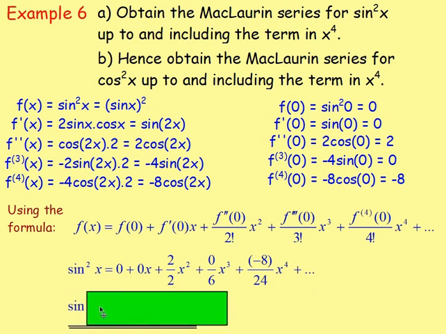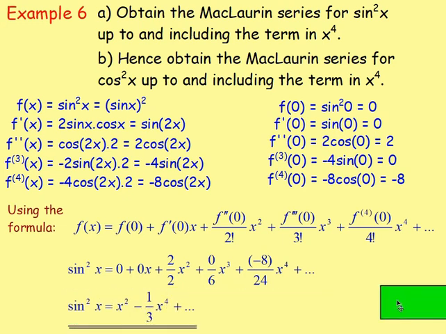Just simplify it though. You've got 0 plus 0x. You don't need to write them. So really we're starting with 2 over 2x squared, which just becomes 1x squared. This term as well would disappear and you would have a negative moved up to the front. So you've got the negative 8 over 24, which is a third, so a third x to the power of 4 plus dot dot dot. So that there is your expansion of sine squared x.